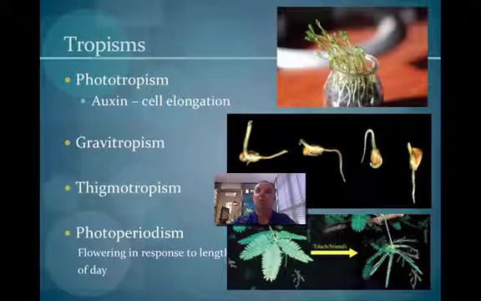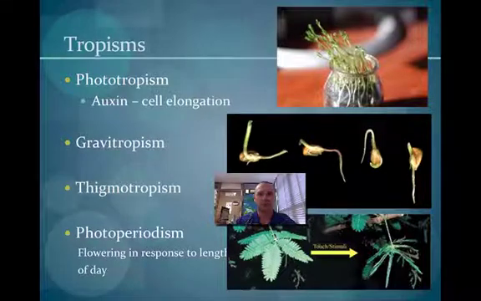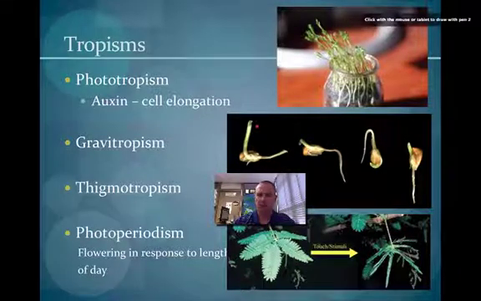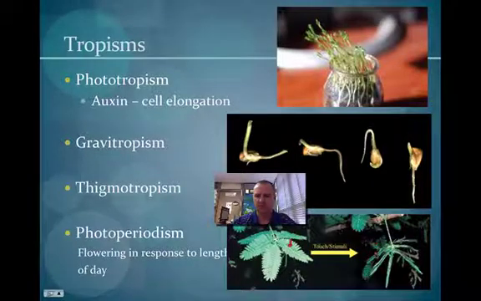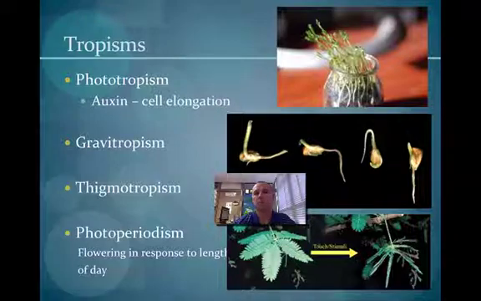Thigmotropism is a plant's response to touch. I often use the example of pole beans, how the beans wrap around the vines that we use to stick them with, or ivy that has little tentacles that go out and wrap around. But another example would be mimosa down here at the bottom. Whenever you touch mimosa on the leaf, it will actually fold up, as you can see over here on the right-hand side.